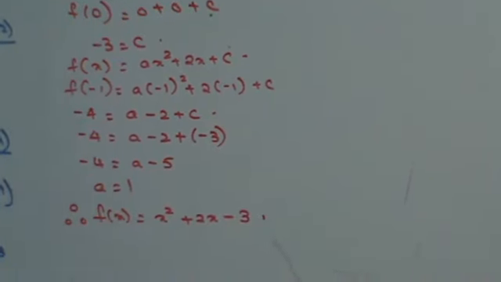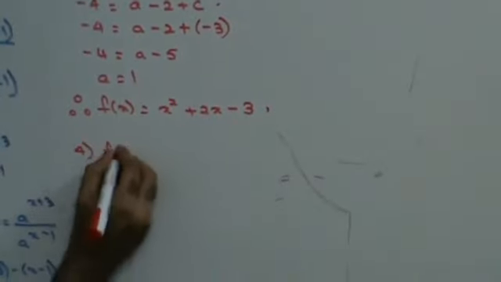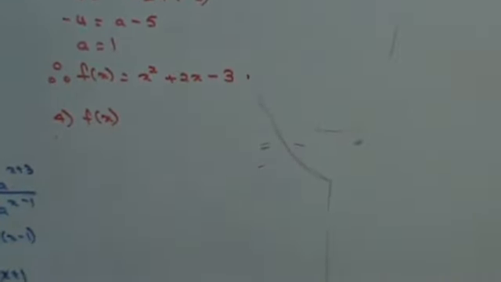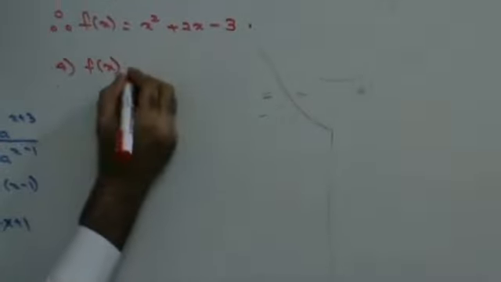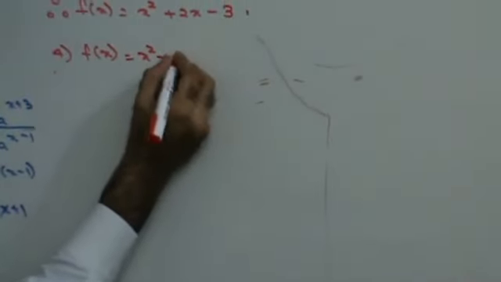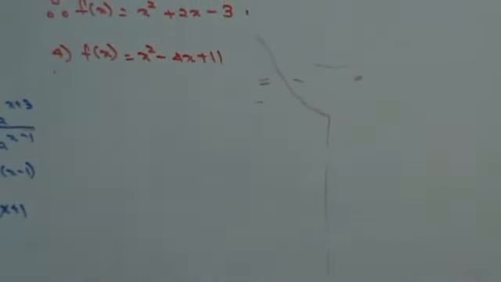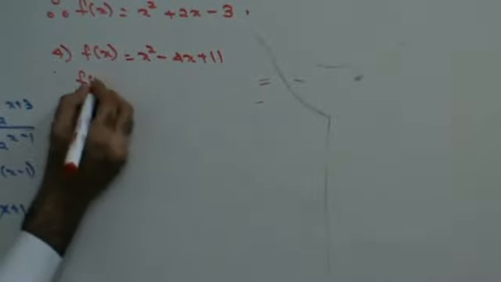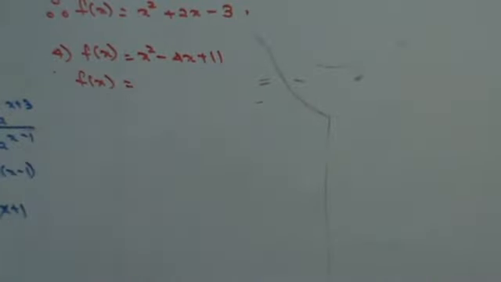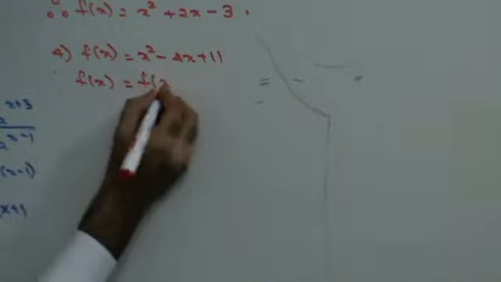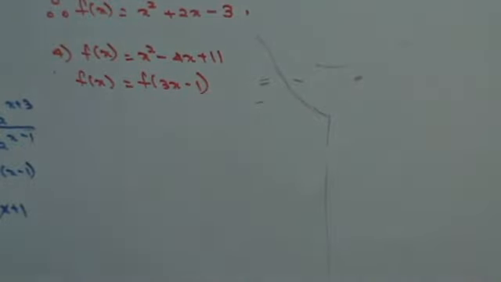Now next let's see another sum. f of x is x square minus 4x plus 11, and they have given you that f of x is equal to f of 3x minus 1.